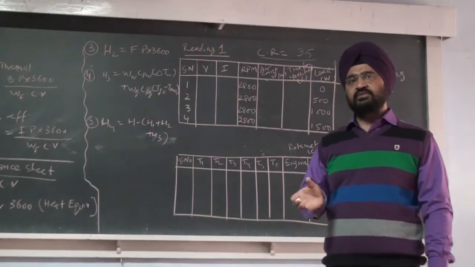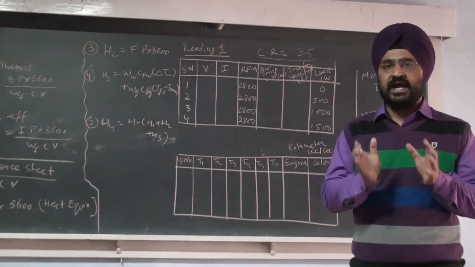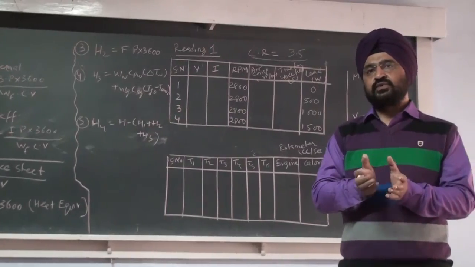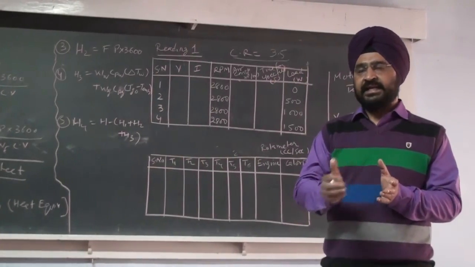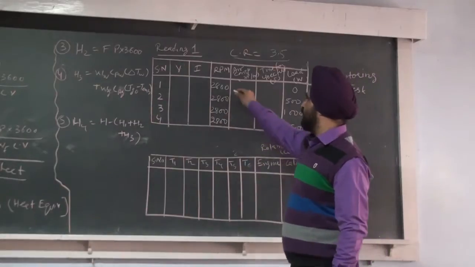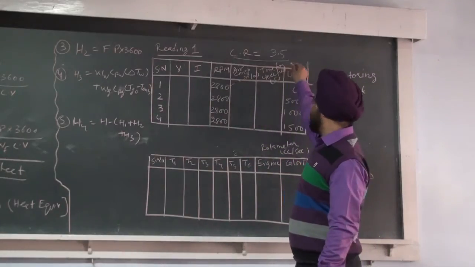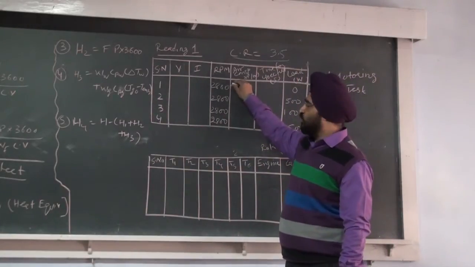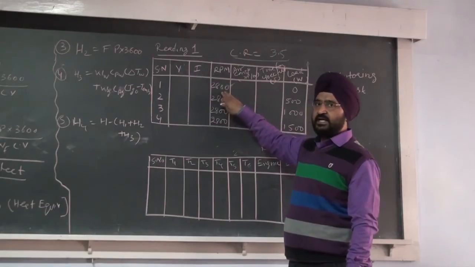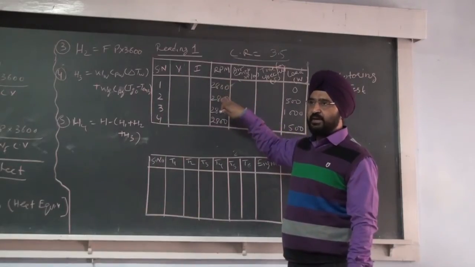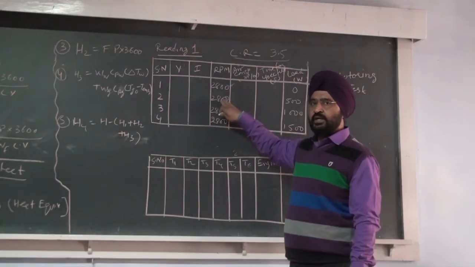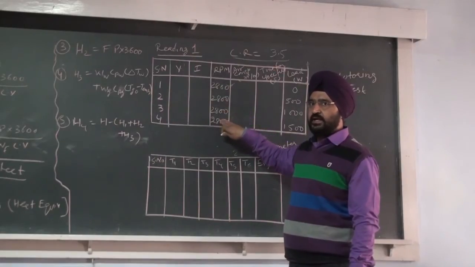So first of all, we'll see that it should be at a no load condition. We'll slowly increase the speed till the RPM of the engine is 2800. So the first reading will be at 2800. Now there is a fixed RPM of 2800, and we need to conduct the experiment at 2800 RPM.